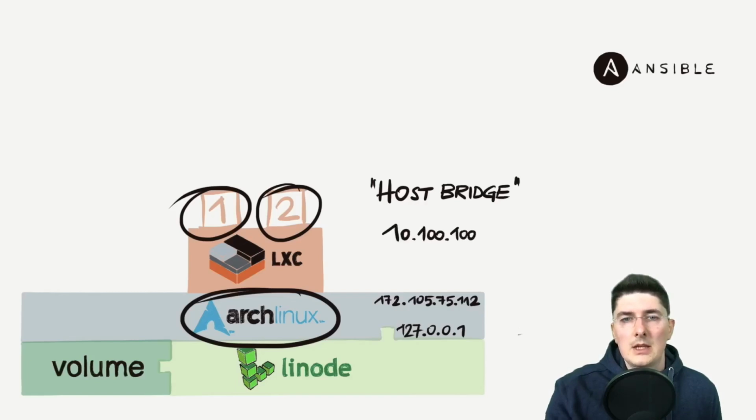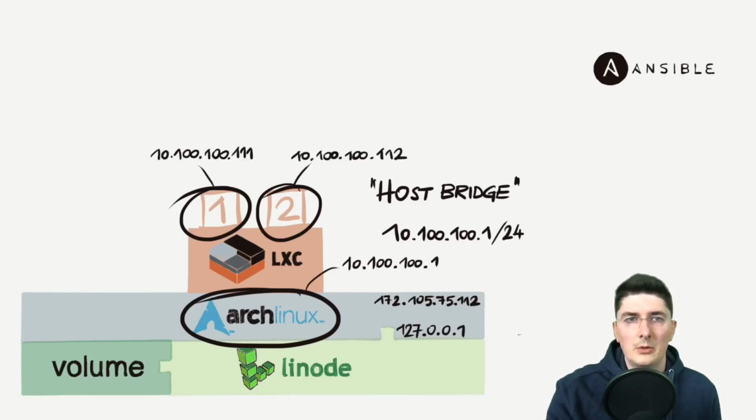Let's say that that subnet is 10.100.100.1/24. If we assign .1 to our host and 111 and 112 to our containers, they can all communicate via this bridge interface without any additional routing configuration. We'll talk more about this after we actually deploy some containers, so if you're not quite getting this, don't worry.